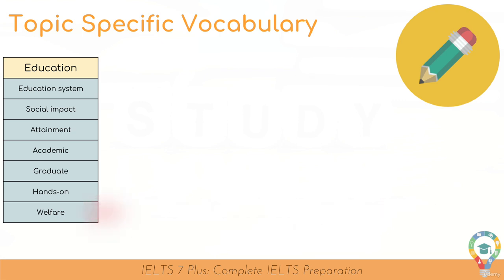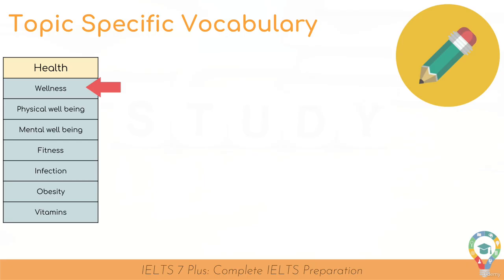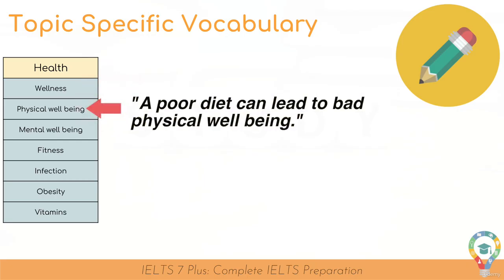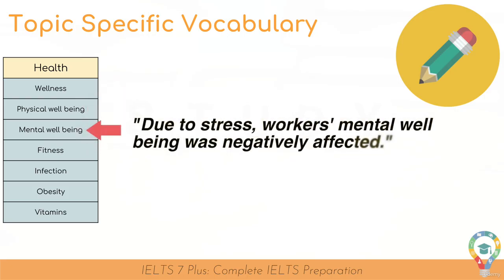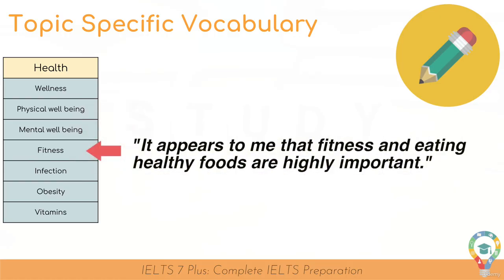On to our next vocabulary list, all about the topic of health. The wellness of their citizens is more important than money. A poor diet can lead to bad physical well-being. Due to stress, workers' mental well-being was negatively affected. It appears to me that fitness and eating healthy foods are highly important.